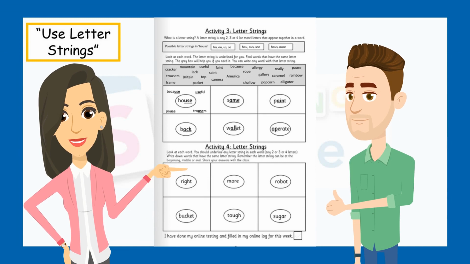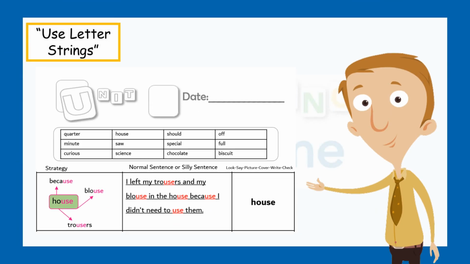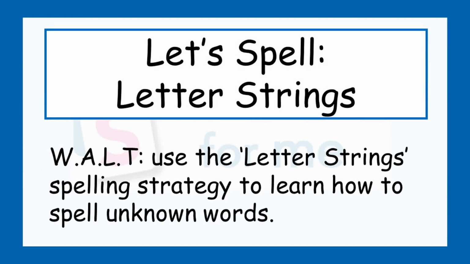When you're ready, you can try the practice activities in your Spelling for Me workbook. Once you've mastered that, you're ready to use this strategy with your personalised spellings every week. When you do, it will look something like this. So our vault for today's lesson was to use the letter string strategy to learn how to spell unknown words. You are ready to try that out now in your Spelling for Me workbooks.